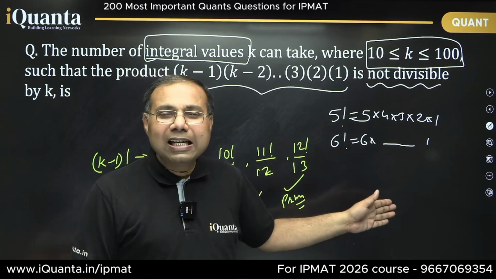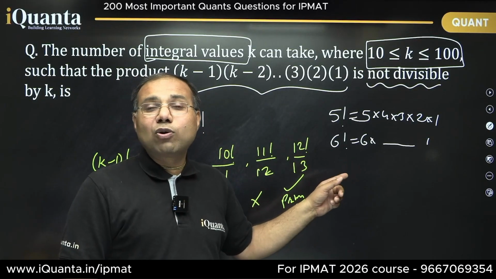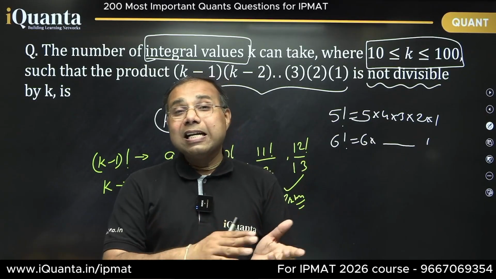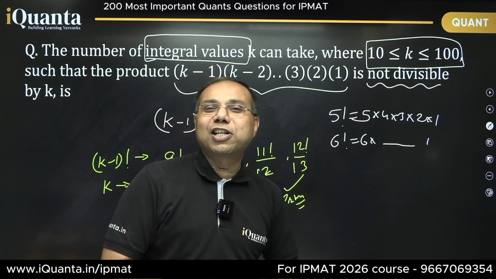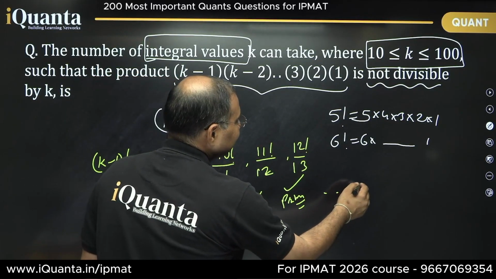What about 16? 16 is also 8 into 2, right? So 16 will certainly divide 15 factorial. But 17 will not divide 16 factorial, because 17 is a greater prime number not contained in 16 factorial. I hope it is very clear now. So basically this question is nothing but this.